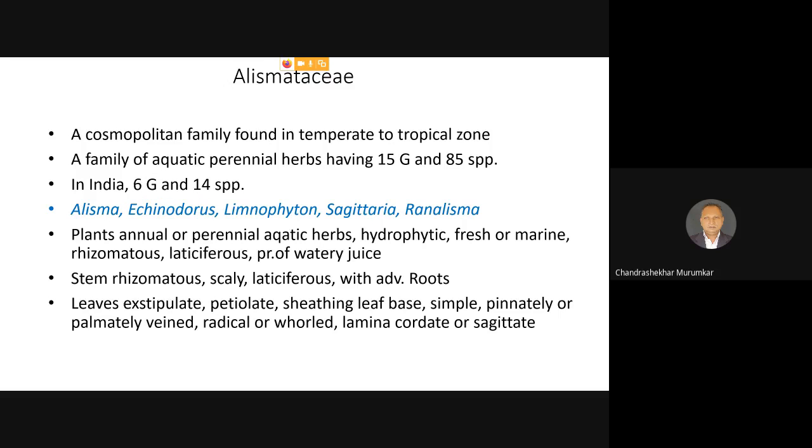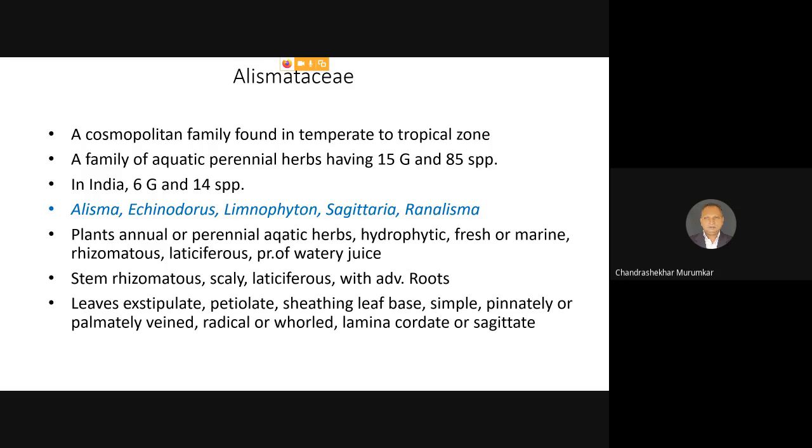Now, as far as the members are concerned, most of the members are aquatic plants. They are the aquatic herbs. Obviously, they are perennial because they are having the rhizomatous corm or a bulb or a tuber as a stem, which is giving rise to the leaves.